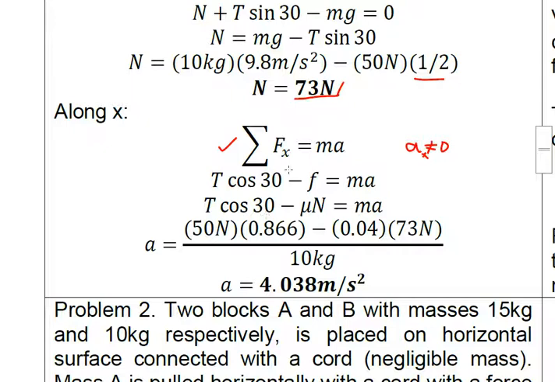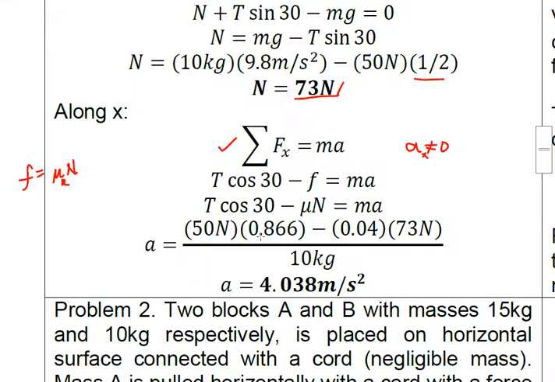By definition, we have F equal to mu times N. In this case, you have kinetic friction. Then we use that in here, so you have mu times N. Then further, you rearrange the equation. Divide both sides by m. Then plug in all the values.